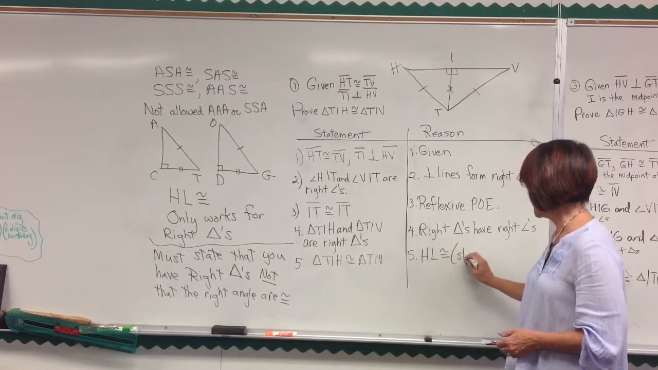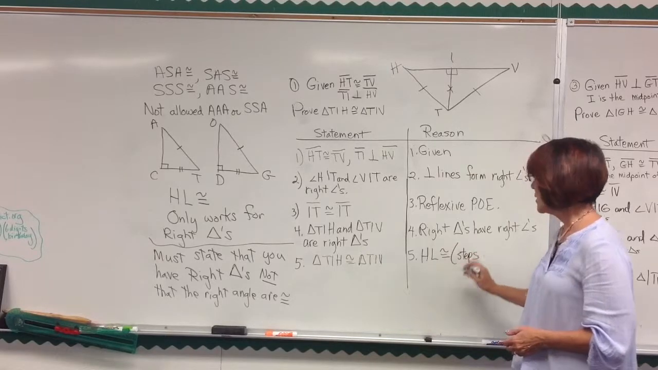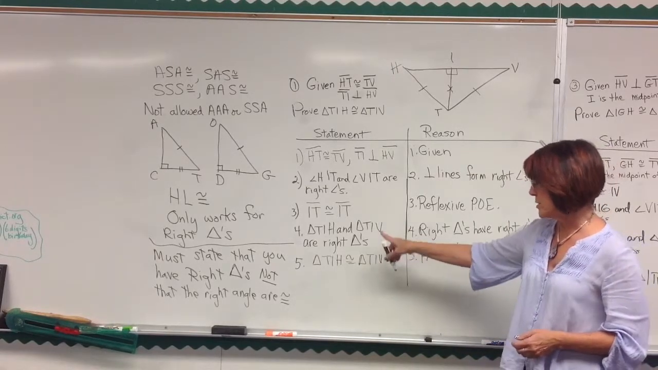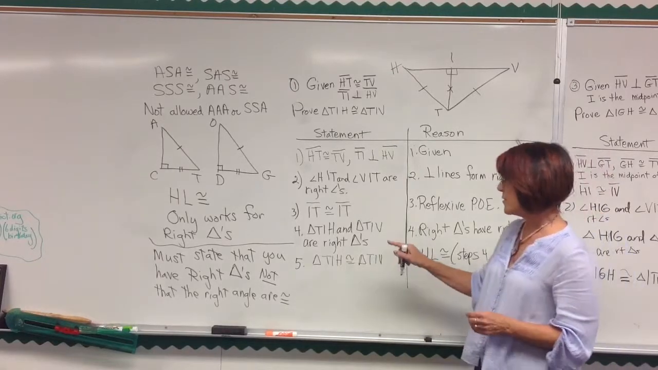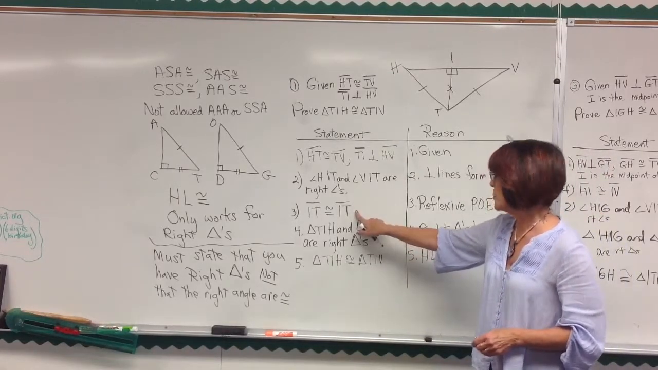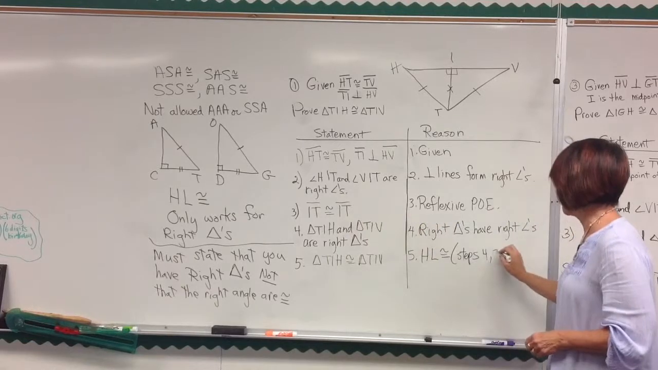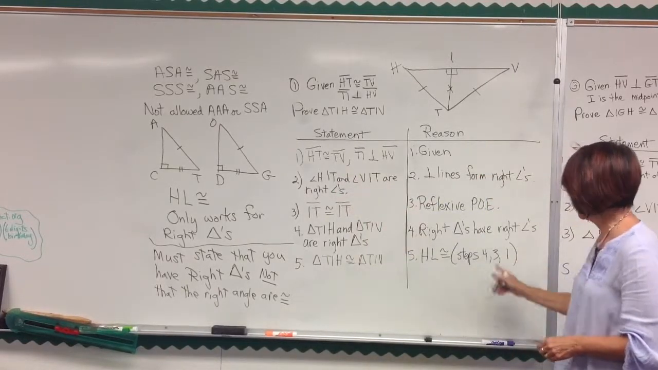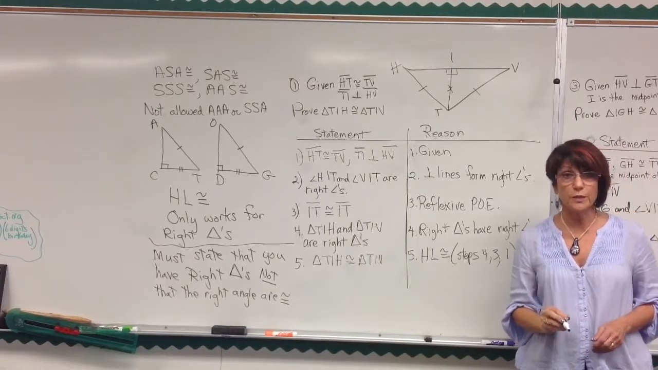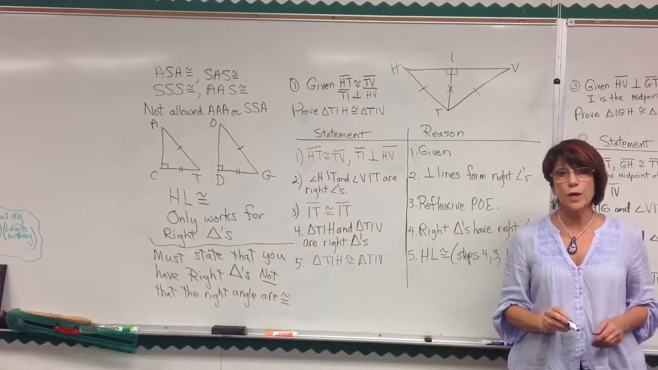And I'm going to do my steps. So first of all, for hypotenuse leg, I need right triangles. I need the leg and the hypotenuse. So here's a leg, that's step 3, and the hypotenuse was up in the given. And you could write those steps in any order that you want. So let me give you a minute to try number 2.